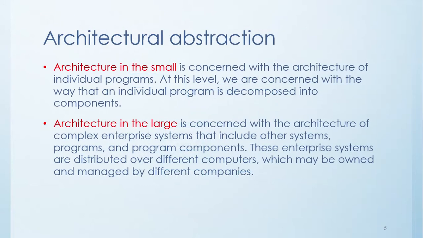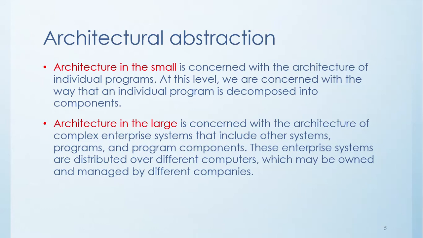So that brings me into architectural abstraction. Now there are two types. There's architecture in small and architecture in large. Architecture in small is concerned with the architecture of individual programs. So at that level, you're concerned with the way that an individual program is decomposed into components. Architecture in large, on the other hand, is concerned with the architecture of really big complex systems that include other systems, programs, and program components.